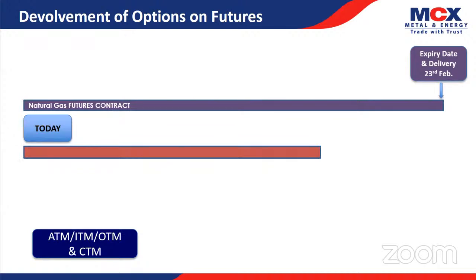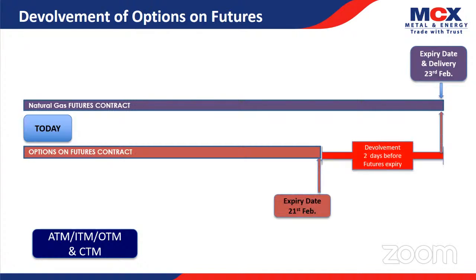Based on this, we already have a running natural gas option contract. So it would be a slightly shorter contract than the underlying futures contract. How many days shorter? The answer would be 2 days shorter, because as per contract specifications, crude oil and natural gas option contracts expire 2 days prior to the expiry of their underlying futures. So if natural gas futures contract expires on 23rd of Feb, options on natural gas will expire 2 days prior, that is on 21st of February, right?